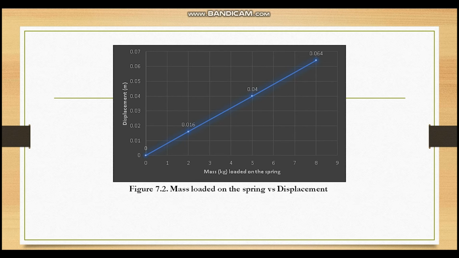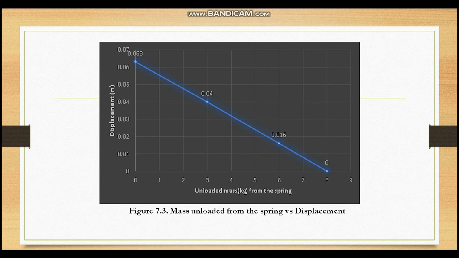Next is the graph. For the first graph, we can see that as the mass loaded on the spring increases, the displacement of the spring also increases. While for the second graph, as the mass loaded on the spring decreases, the displacement of the spring relative to the equilibrium point is also decreasing.